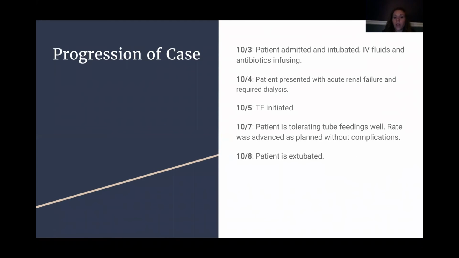So the progression of care: on October 3rd, the patient was admitted and intubated. IV fluids and antibiotics were infusing. On October 4th, the patient presented with acute renal failure and required dialysis. On the 5th, the tube feeding was initiated. On the 7th, the patient was tolerating tube feedings well, and the rate was advanced as planned without complications. On the 8th, the patient was actually extubated.